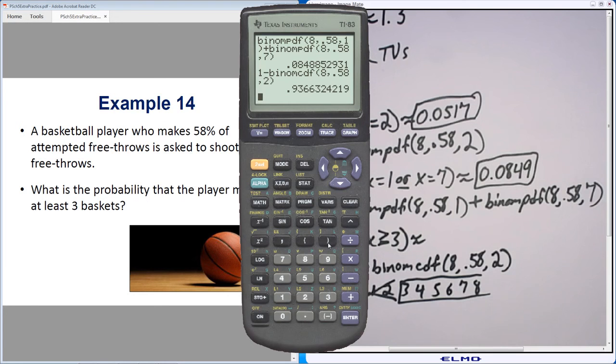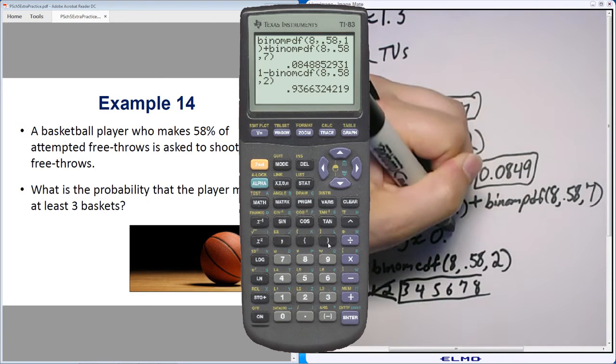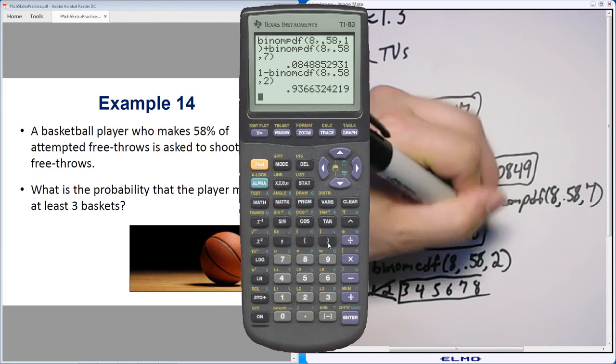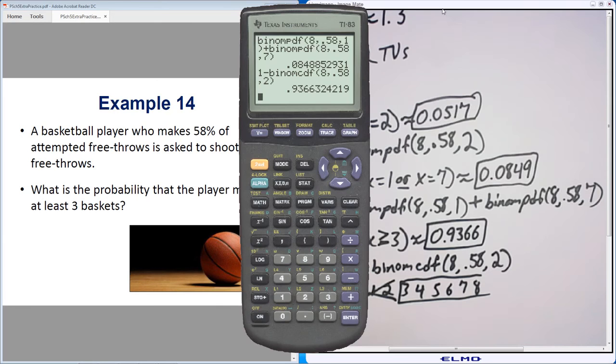And there's the answer, 0.9366 for number 14. I'll move my calculator.